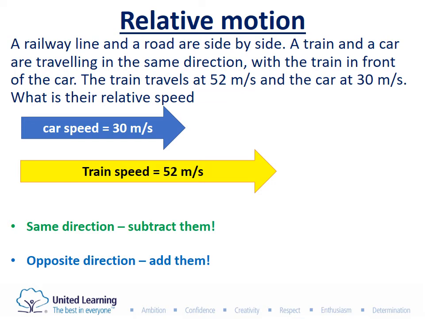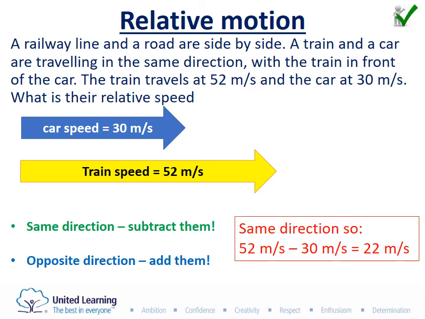So look at another example. A railway line and a road are side by side. A train and a car are travelling in the same direction, with the train in front of the car. The train travels at 52 meters per second and the car at 30 meters per second. What is their relative speed? They are in the same direction, therefore we subtract. Largest value, take away the smallest value. So 52 take away 30 is 22 meters per second.